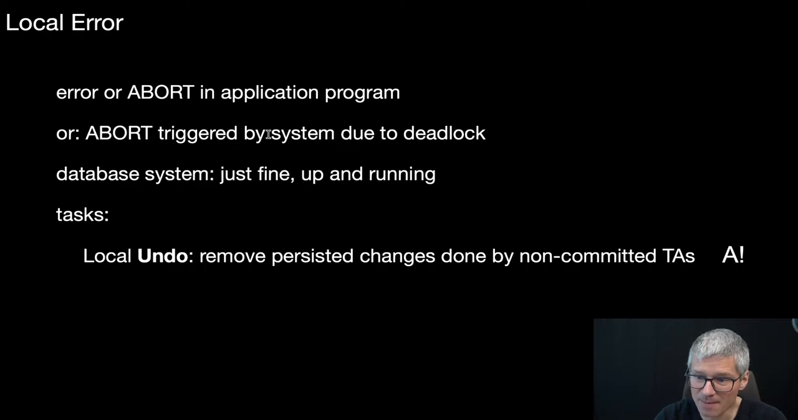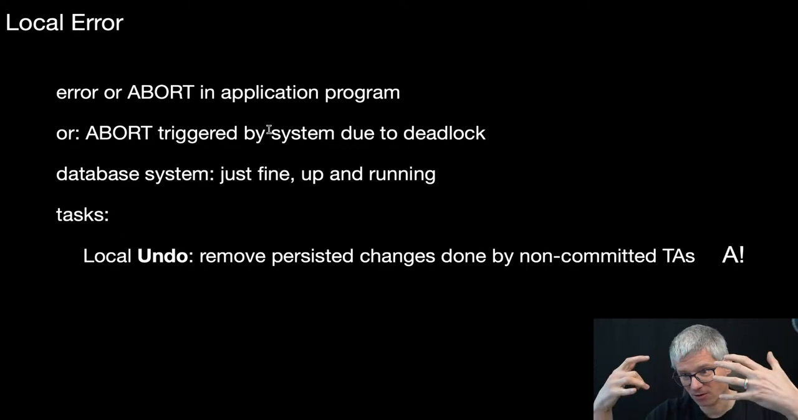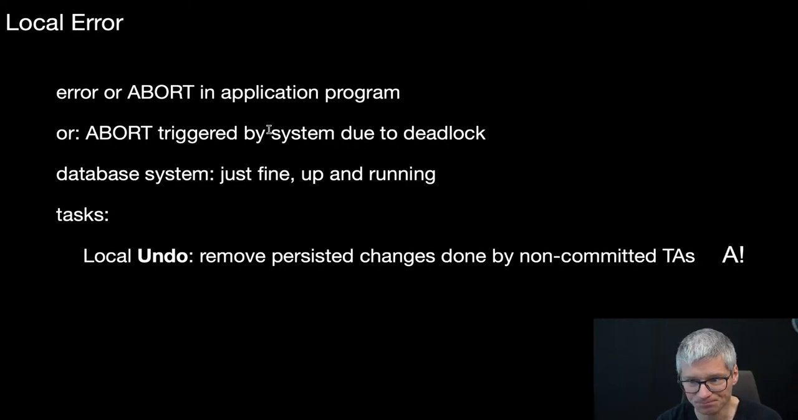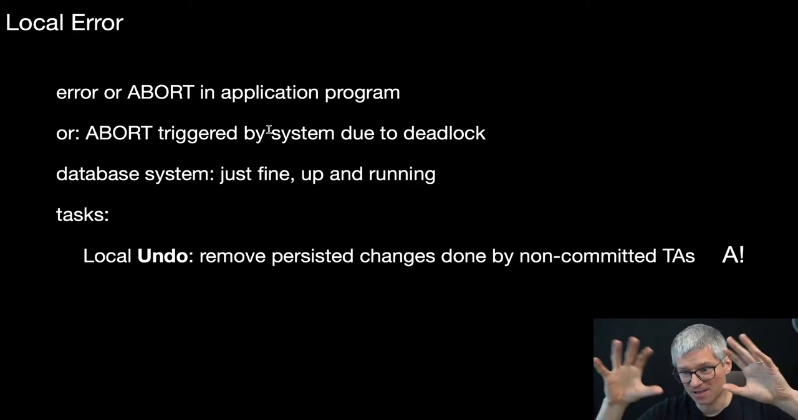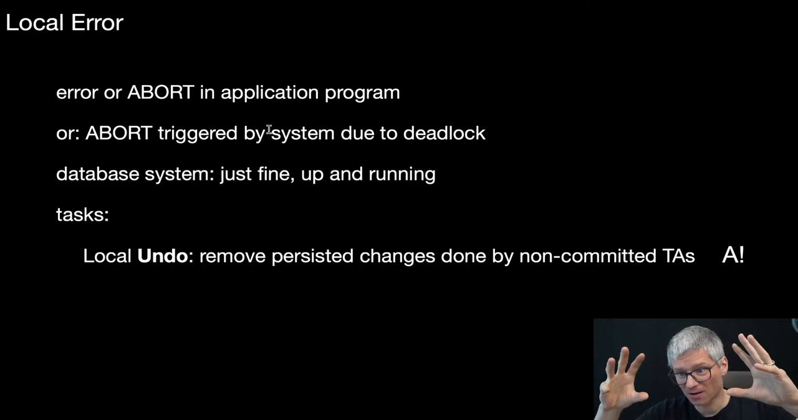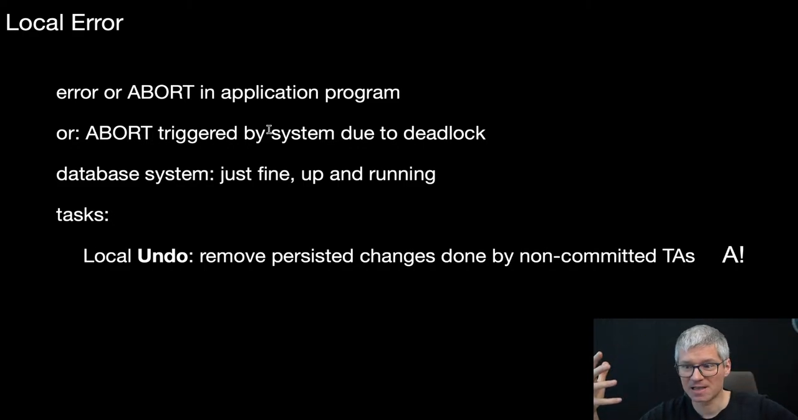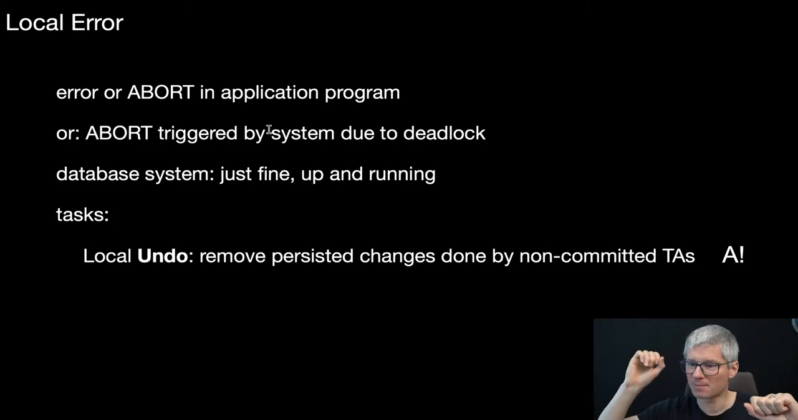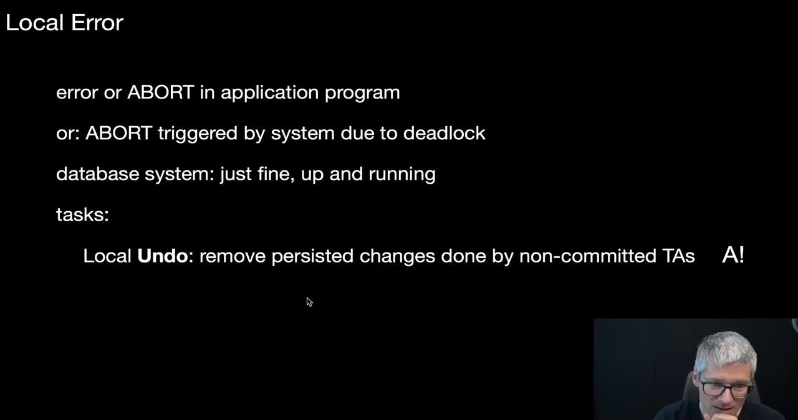Or what may also happen, you have deadlocks in concurrency control, if you remember these lock-based protocols we had in the undergrad lecture, so two-phase locking and this stuff. So there may be deadlocks. To resolve the deadlock, some database system may say, I'm stopping that transaction in order to resolve the deadlock. Then that is an abort triggered by the database system itself, and you should be able to handle that. So that's a local undo, as we call it.